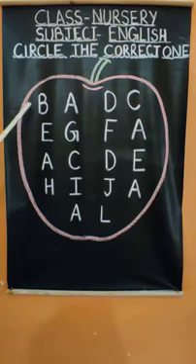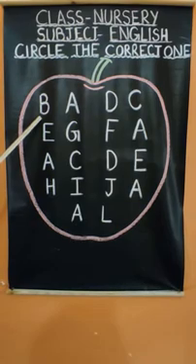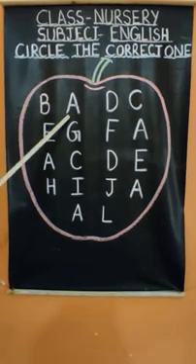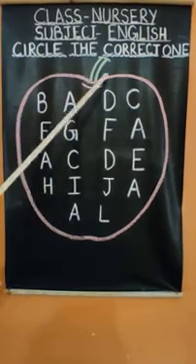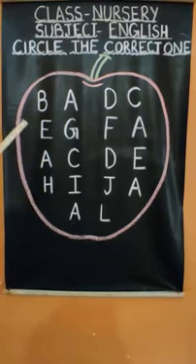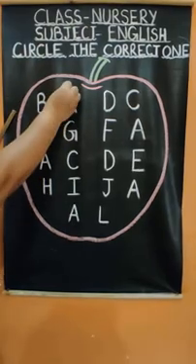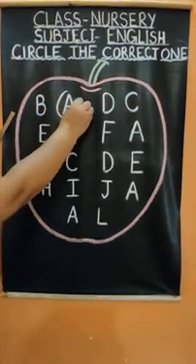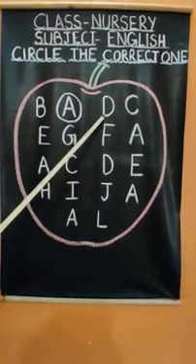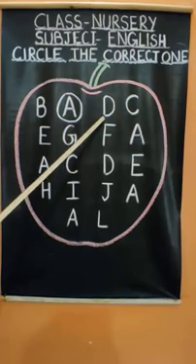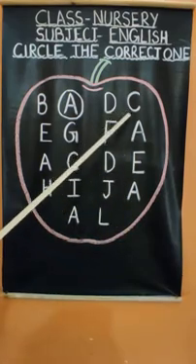Okay. Now tell me which alphabet is this? B for boy. And what is this? A for apple. And this figure is A for apple. So you will not circle B for boy. You will circle only A for apple. Okay. Now which letter is this? D. So you will not circle D because this is A for apple.